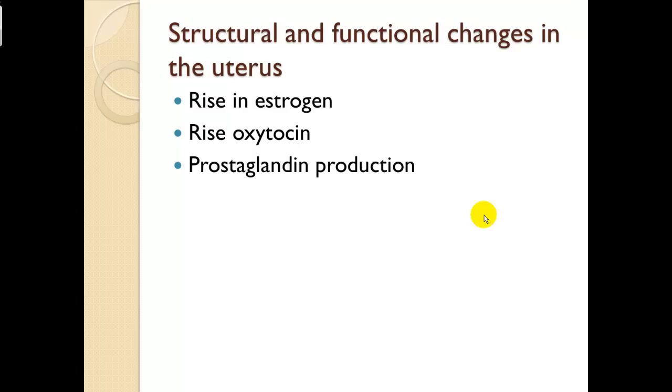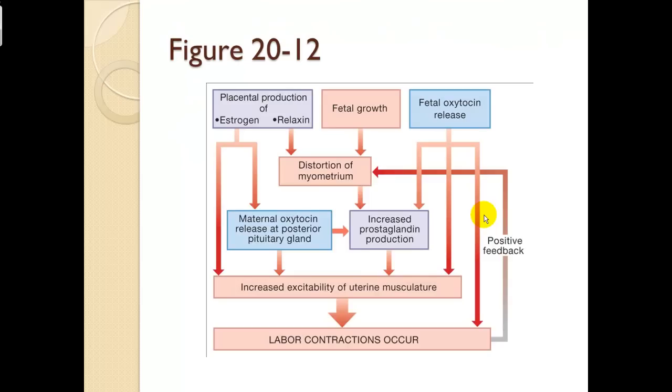Structural and functional changes in the uterus: a rise in estrogen, a rise in oxytocin, and then prostaglandin production. Now, this is figure 20-12 in your book. So, we're going to start on this end and work our way back and kind of explain this.